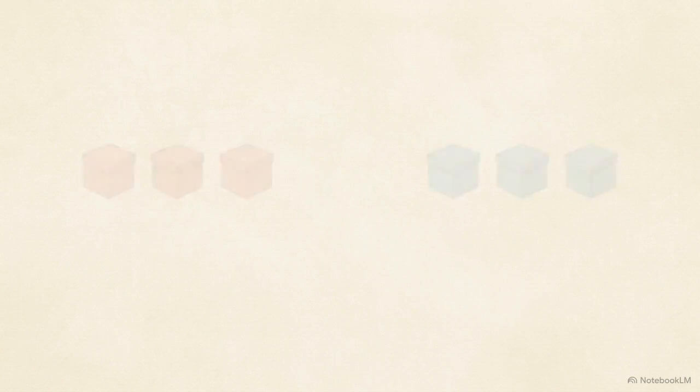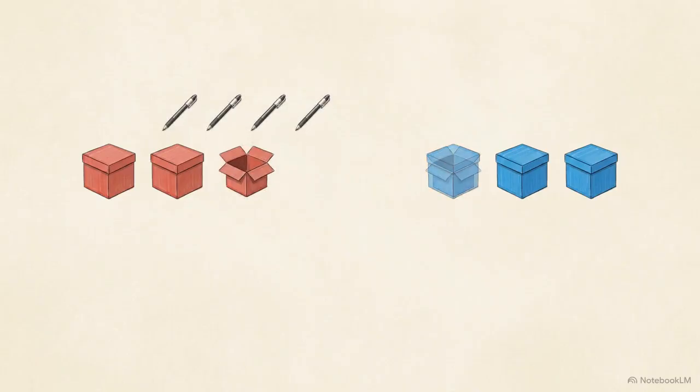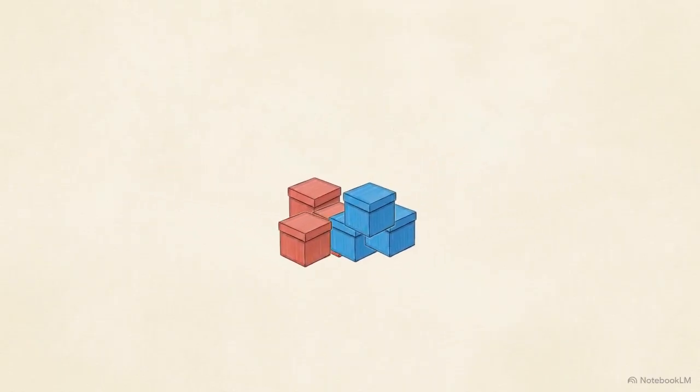Imagine you walk into a shop selling sealed mystery boxes. The red boxes contain 4 pens each, and the blue boxes hold 5 pencils each. If you grab a handful of both and get 3 loose pens for free, you need a quick way to calculate your total haul without opening everything up.